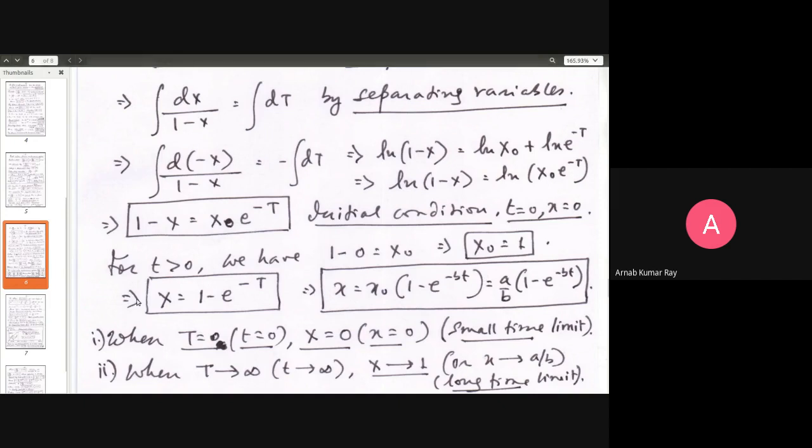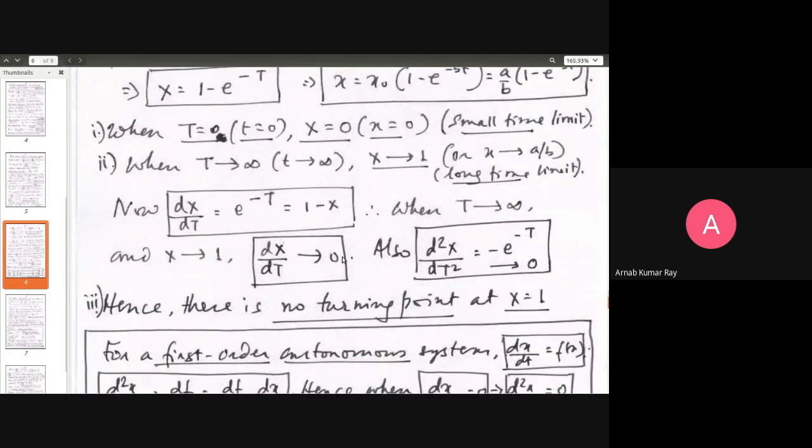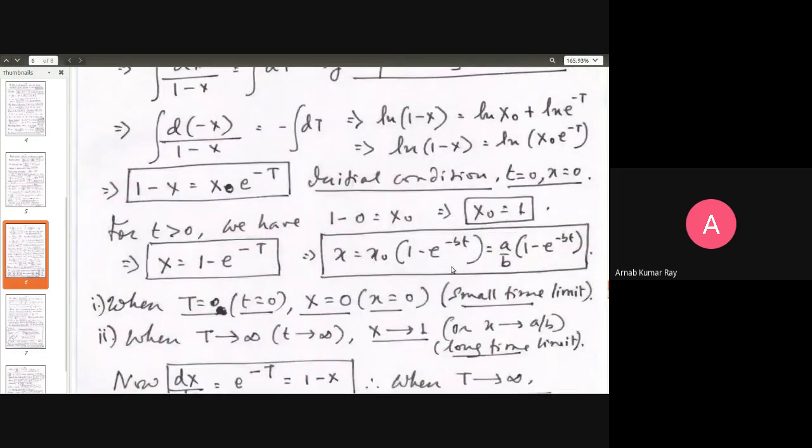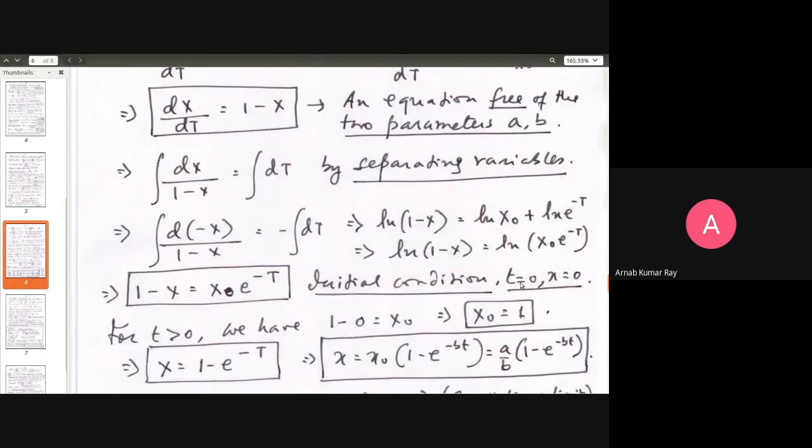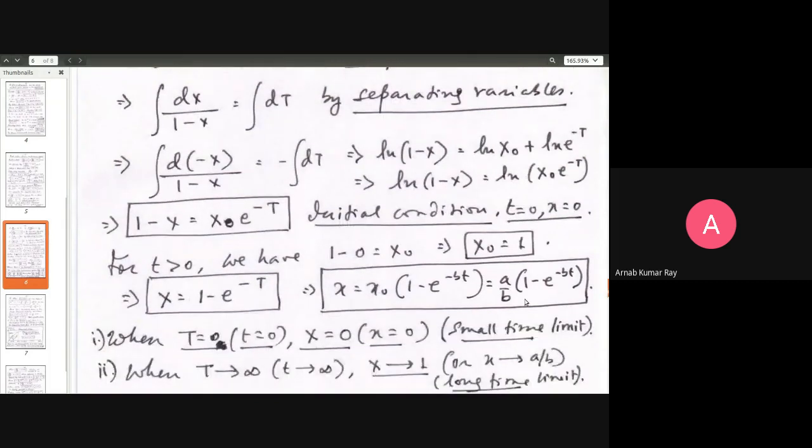Right. Now, we found under the initial condition at t equal to 0, x is equal to x naught. We shall look at this initial condition in greater detail very soon. Under the initial condition, t is equal to 0 and x is equal to x naught, we found this solution: x is equal to x naught, a by b, times 1 minus e raised to minus bt.